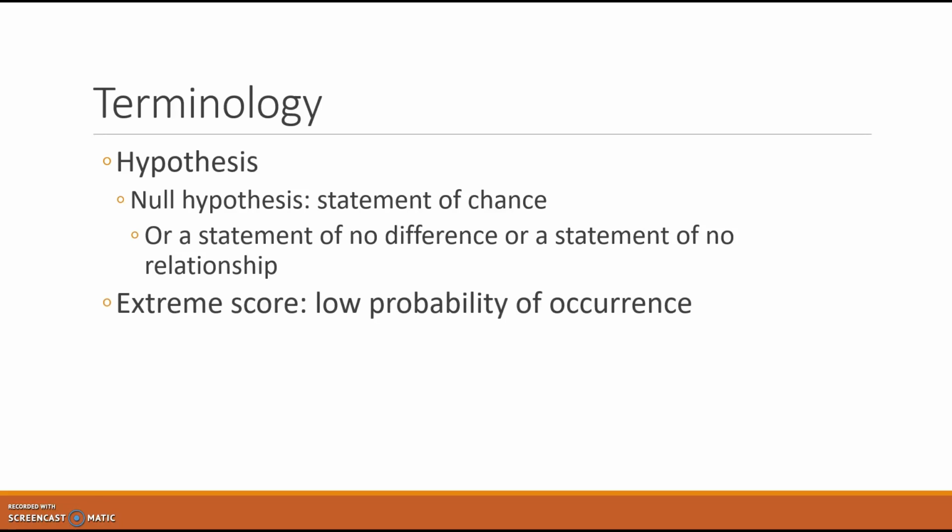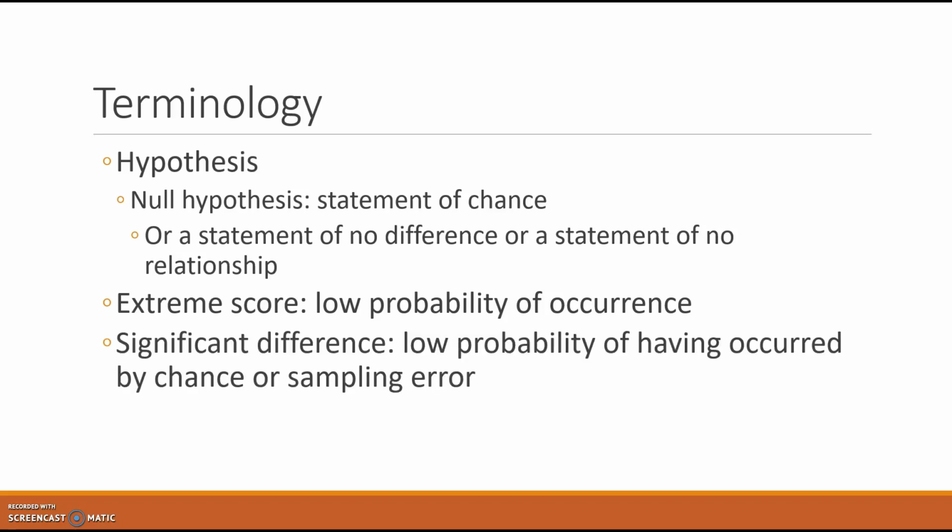Now, when we talk about something being an extreme score in statistics, we mean that it's highly unlikely to be due to chance. It's so extreme, it's so bizarre, that the likelihood that it's due to chance is very, very small. And therefore we say that there is a significant difference between those two things. There's a significant difference between this one mean and that mean for those two different samples. There's a significant difference between your sample and the population because it's so bizarre that the odds of it occurring by chance are very, very low. So that's what they mean when they talk about a significant difference.